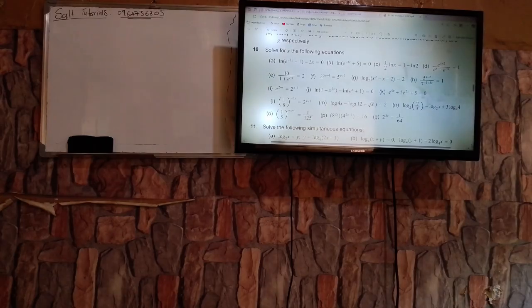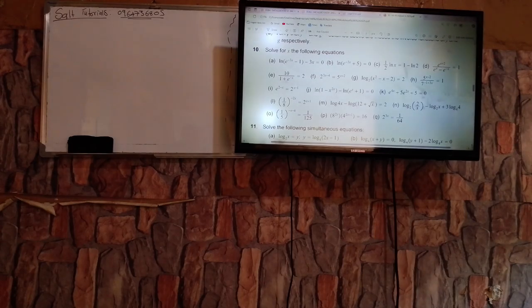on our worksheet 6. I'm sure every one of us has our worksheet 6. Copperbelt University BS-140 worksheet 6 2025. So we'll focus on question number 10. Once we exhaust question number 10, we'll look at question number 11. Okay, let's run through what we have. So let's look at the first one.